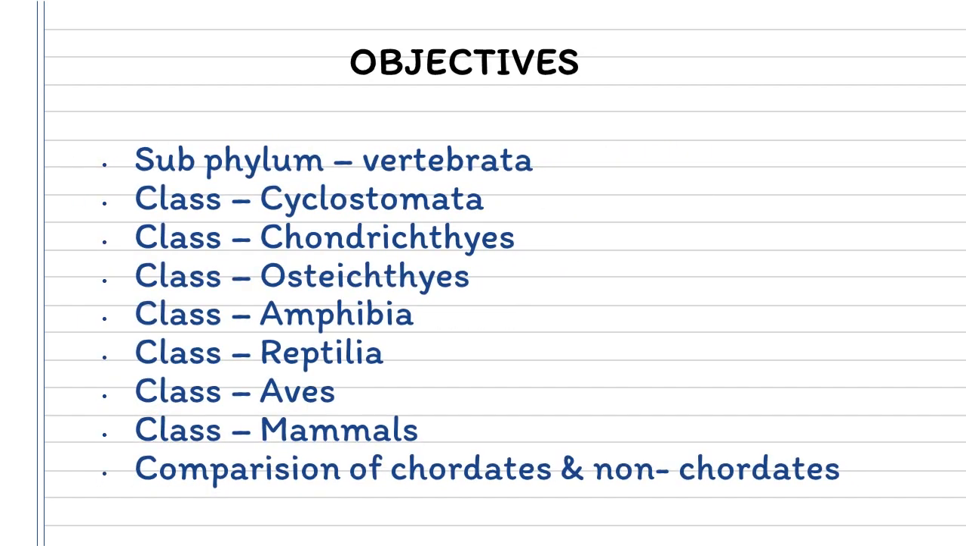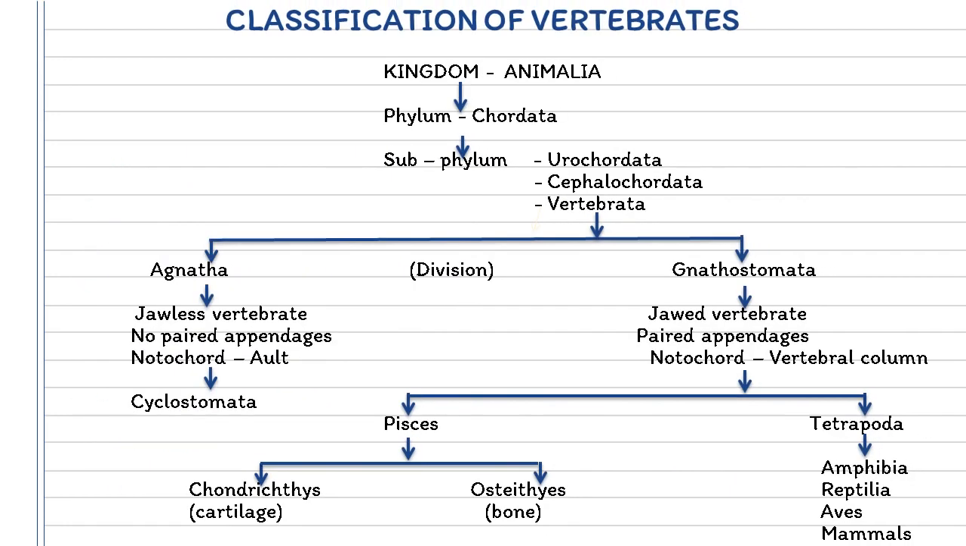And in this class we are going to discuss the subphylum Vertebrata, the classification of subphylum Vertebrata, right. Vertebrata is again classified into various classes such as Cyclostomata, Chondrichthyes, Osteichthyes, Amphibia, Reptilia, Aves and Mammals. And finally we are going to discuss a comparison of chordates and non-chordates. So first of all, let us do a flow chart of this classification of vertebrates.